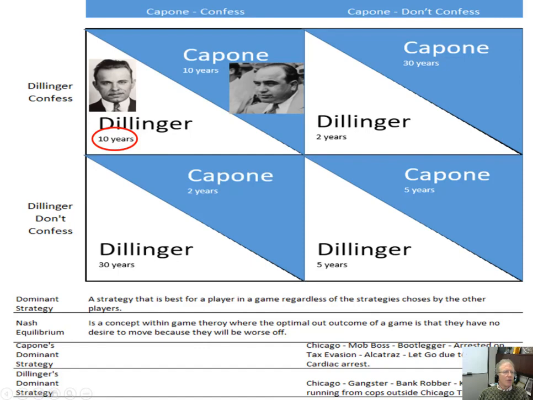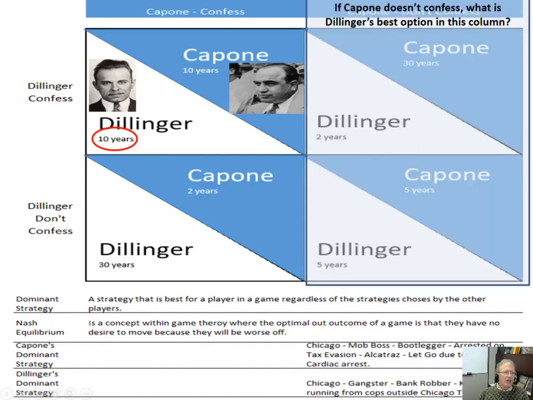So I'm going to leave that there because now we're going to take a look at the next column for Capone, which is that he does not confess. So if Capone doesn't confess, what is Dillinger's best option in this column? Well, Dillinger could choose to confess, and in that case he only gets 2 years because Capone is choosing not to confess. This is Capone's not to confess column. Or Dillinger could choose, also like Capone, not to confess. Well, what is the best option here? The best option here is obviously 2 years.